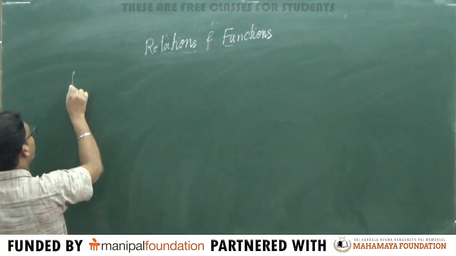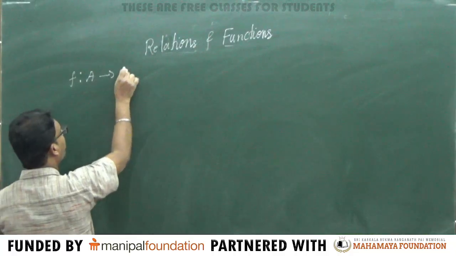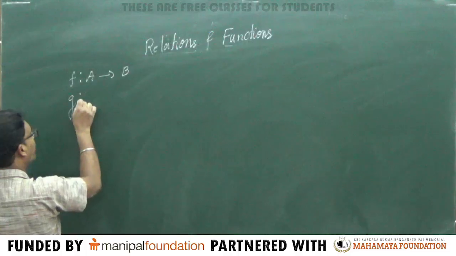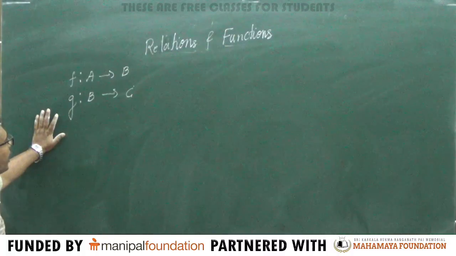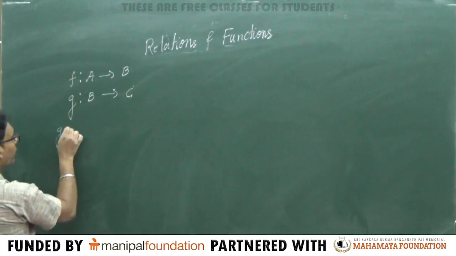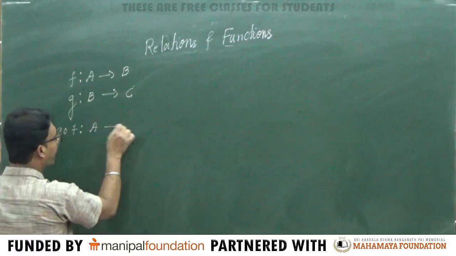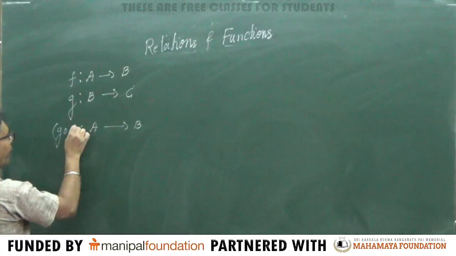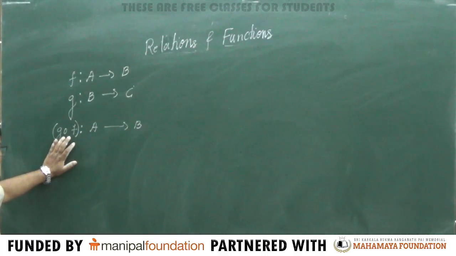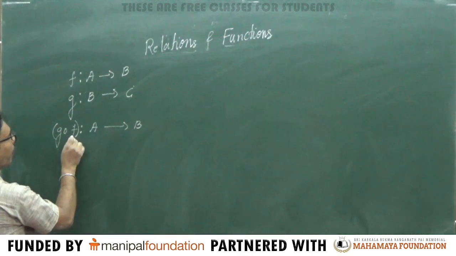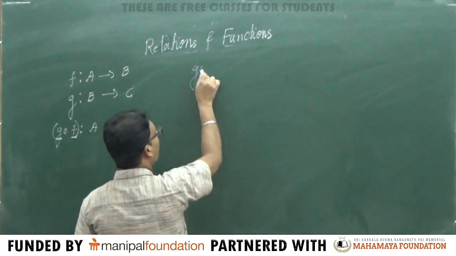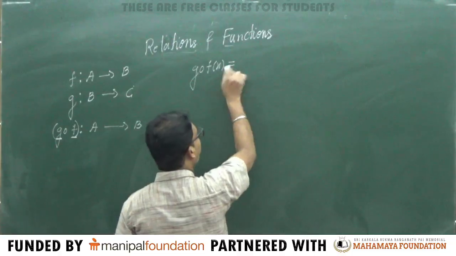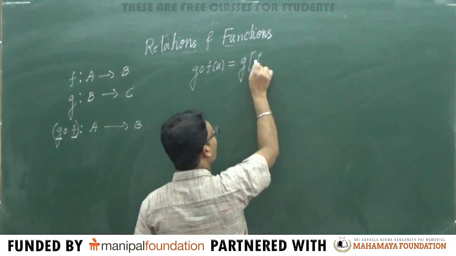Let us assume that f is a function from the set A to B and g is a function from the set B to C. Then g composition f is a function from the set A to C. Whenever we define the composition of functions, it is a function from the domain of the innermost function to the codomain of the outermost function. And g composition f in terms of x is written as g of f of x.